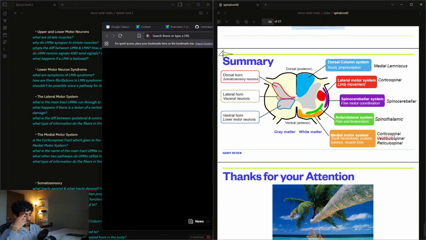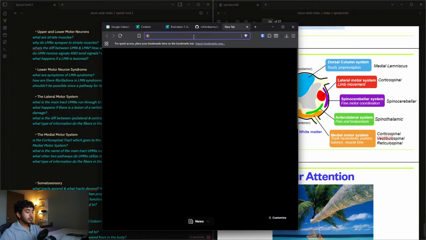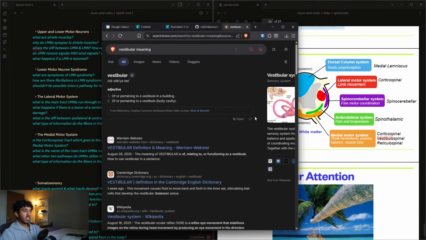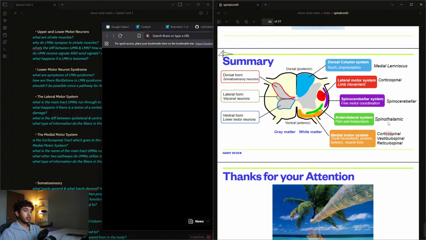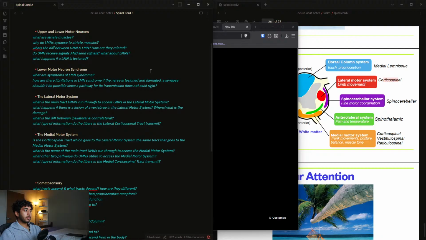Reticulospinal is tone. Vestibulospinal is balance. Right. Vestibular is balance. Yep. And then so balance, tone, movement in the trunk, and then it's just movement. Okay, got it.